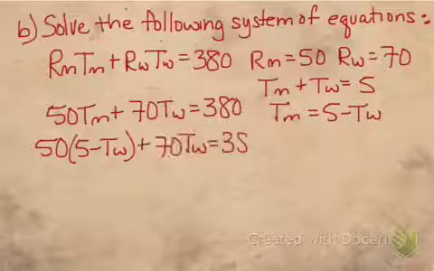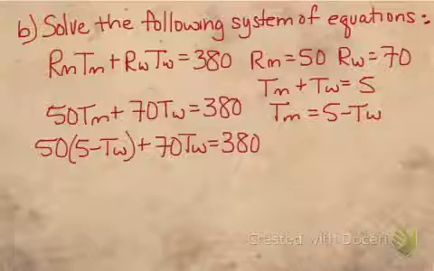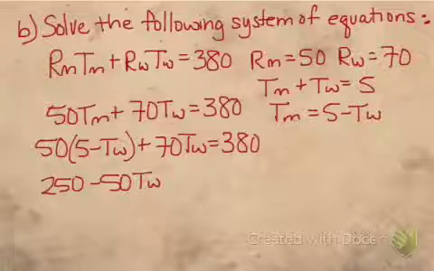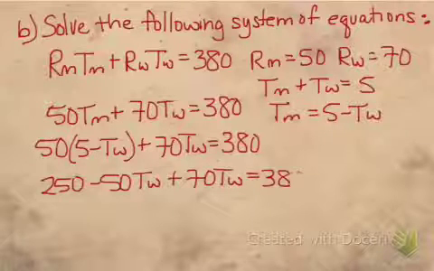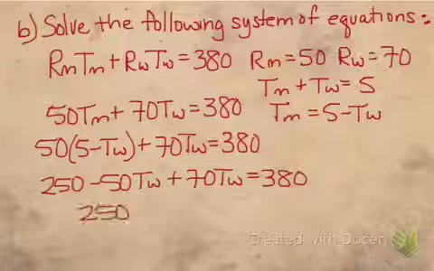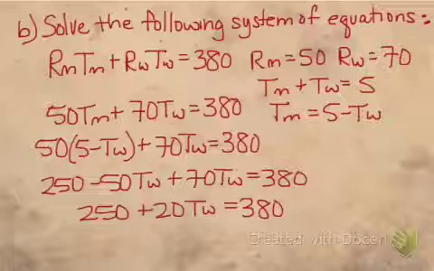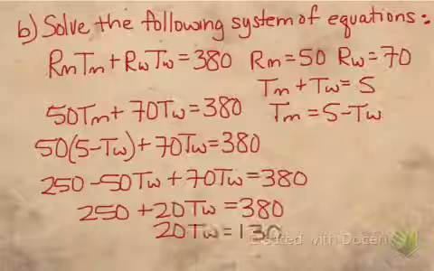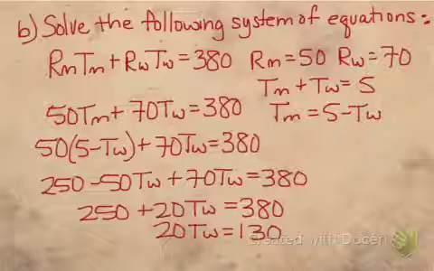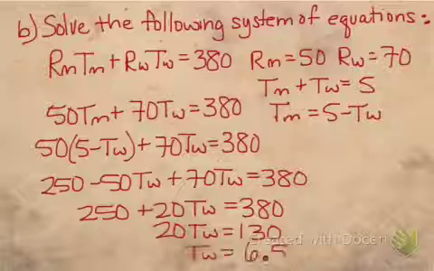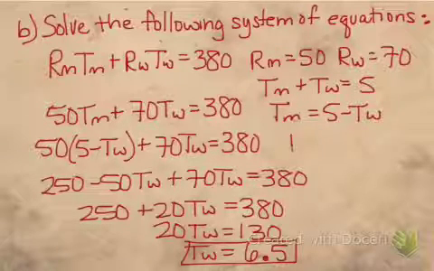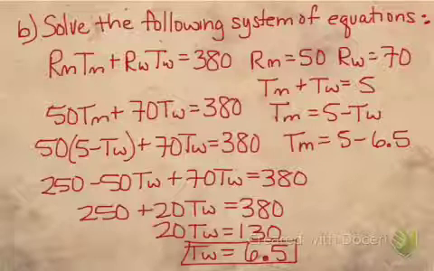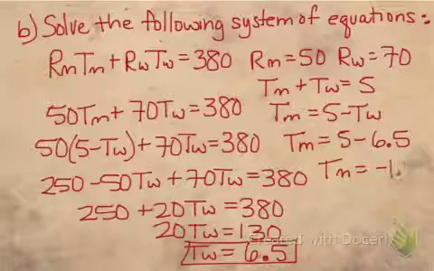So 50 times 5 minus t sub w plus 70 t sub w equals 380. When we multiply that out, we get 250 minus 50 t sub w plus 70 t sub w equals 380. So 250 plus 20 t sub w equals 380. When we subtract 250 from both sides, we get 20 t sub w equals 130. So t sub w equals 6.5. We can take that and plug it in. T sub m equals 5 minus 6.5, so t sub m equals negative 1.5.